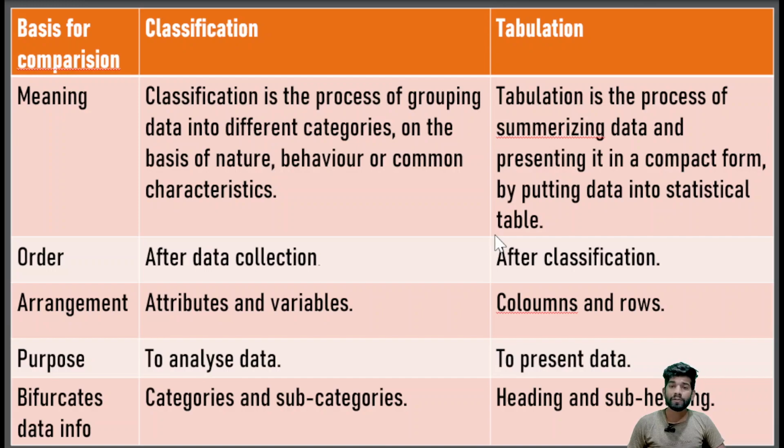Then the difference between classification and tabulation. This is for comparison. Classification is the process of grouping data into different categories on the basis of nature, behavior, or common characteristics, whereas tabulation is the process of summarizing data and presenting it in a compact form by putting data into a statistical table. Then order: in classification, the order is after data collection; in tabulation, it is after classification. Then arrangement: attributes and variables in classification, columns and rows in tabulation.